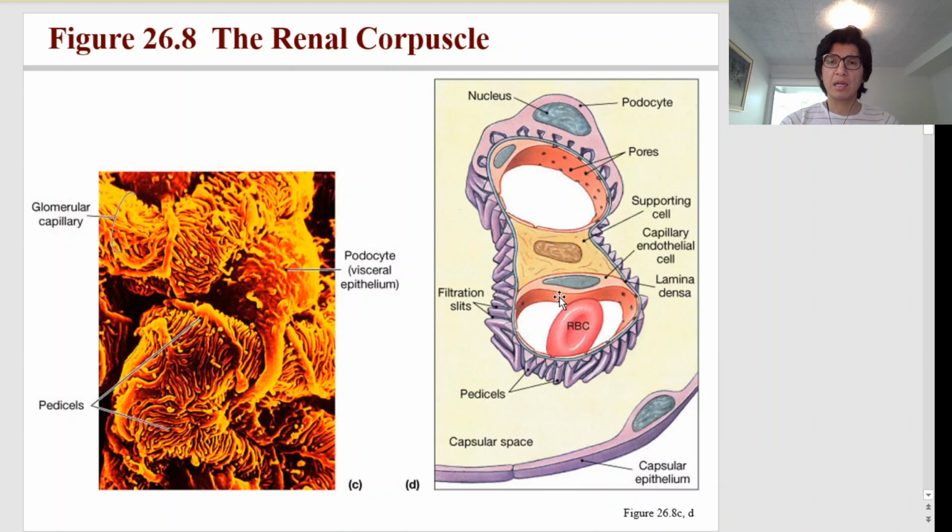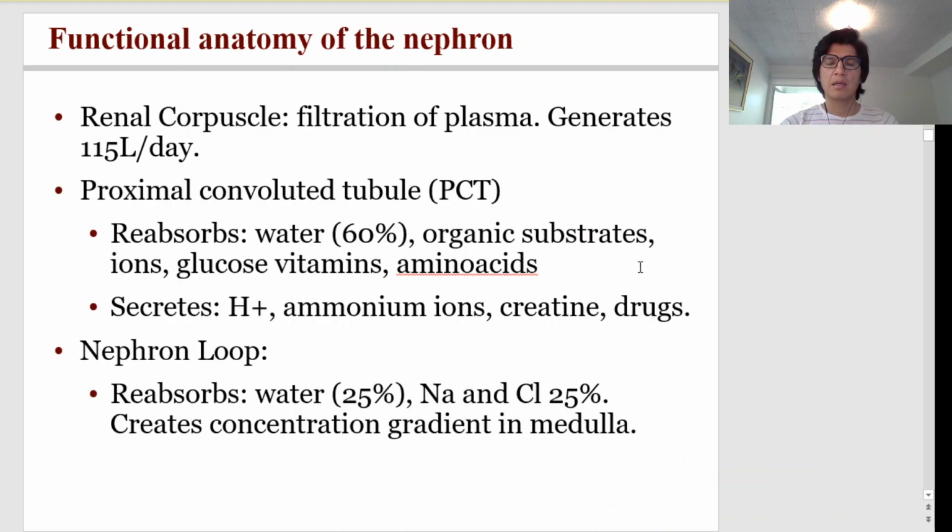We also have the presence of mesangial cells here, which contain actin filaments. These actin filaments allow them to contract and regulate the lumen of these capillaries, basically regulating pressure within them.